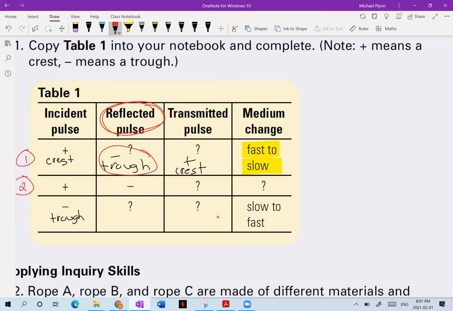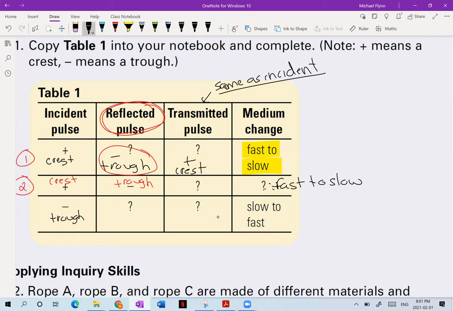Let's look at scenario number two. Again, we have a crest coming in and it turned into a trough. That's a phase inversion. So if the reflection changed, that means it has to be fast to slow. It has to be the same as the first row, right? So it's very simple. Now, here's the thing. The transmitted one never changes. It always is the same as the incident. It never changes when it transmits. So keep that in mind.